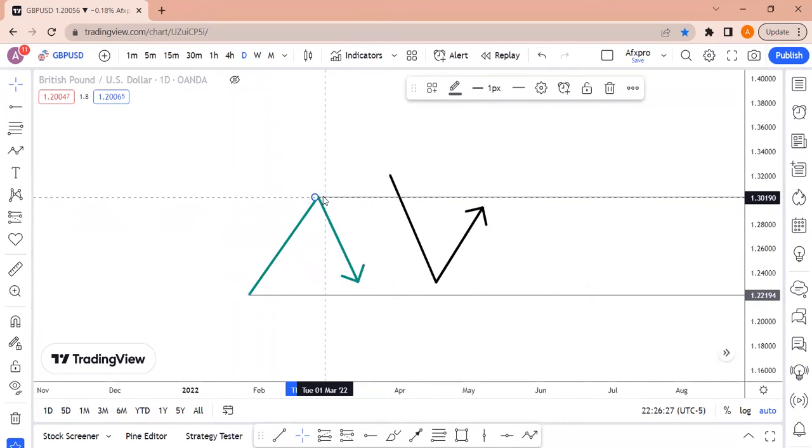So you don't trade this retracement, at least for now. I'm going to show you guys how to trade it later on, but for now you don't trade this. You're only waiting to buy.